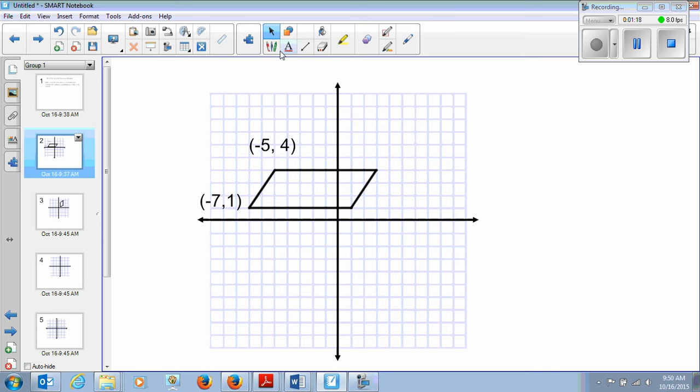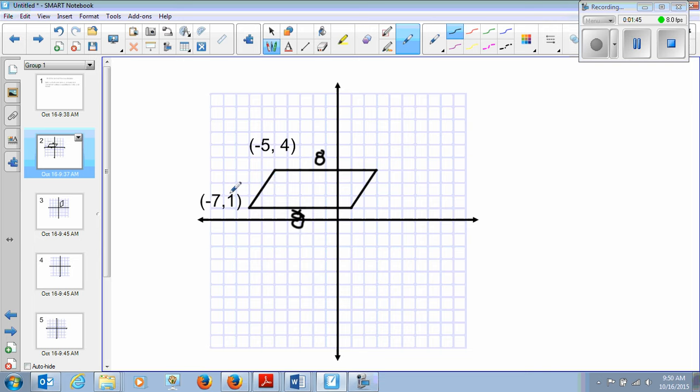So when I count this length, because it's actually on a line, I get, okay, 1, 2, 3, 4, 5, 6, 7, 8. So that length is going to be 8. And this length will also be 8 because it's a parallelogram. Opposite sides are congruent. Now, for this length, it's diagonal, so we're actually going to have to use the Pythagorean theorem or distance formula to make that triangle in there.